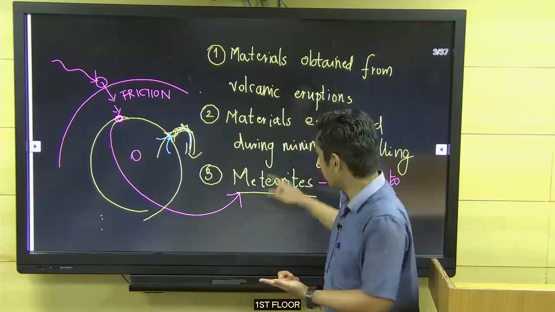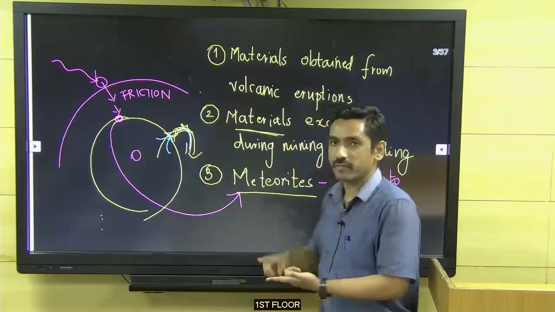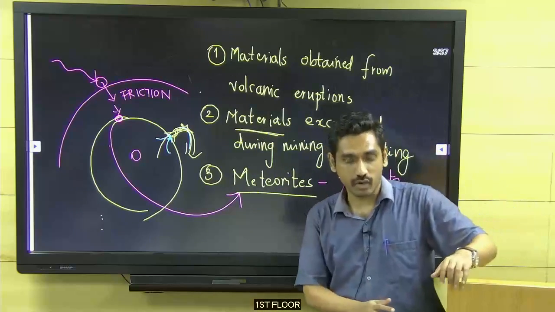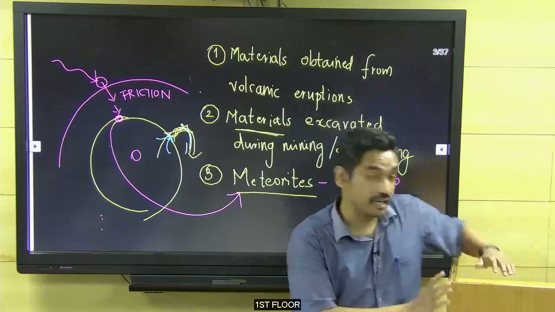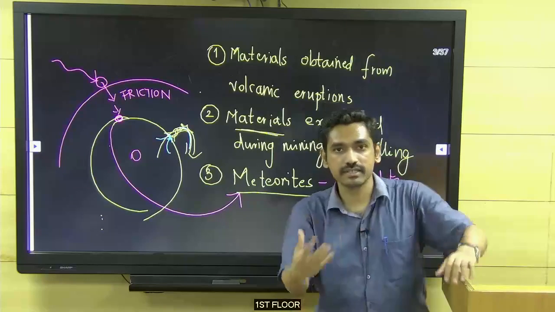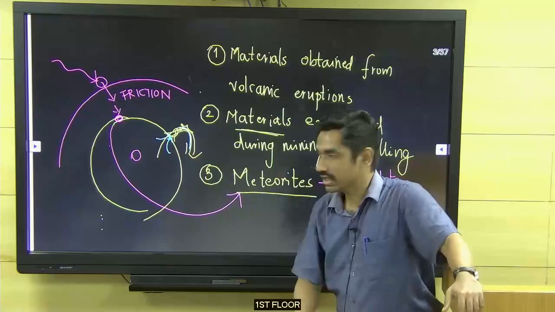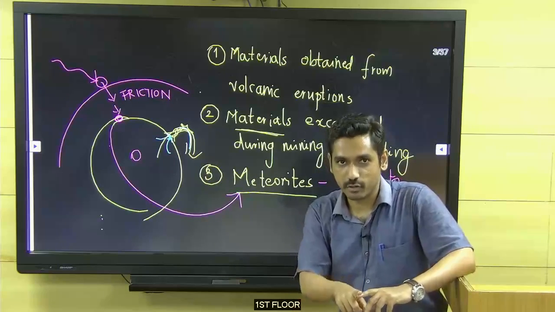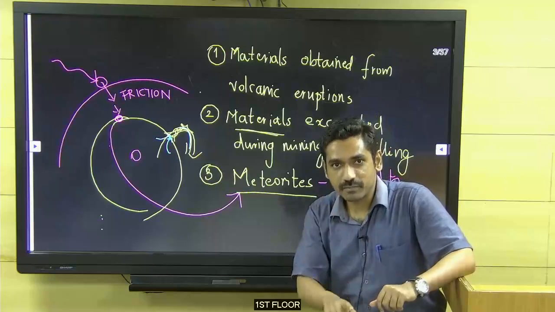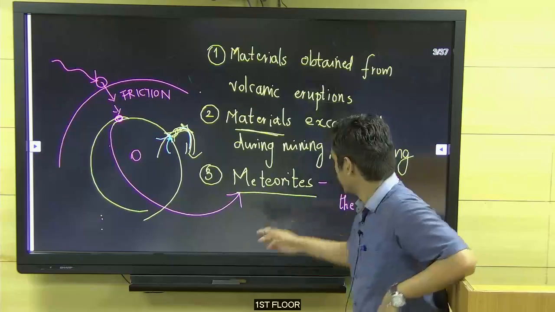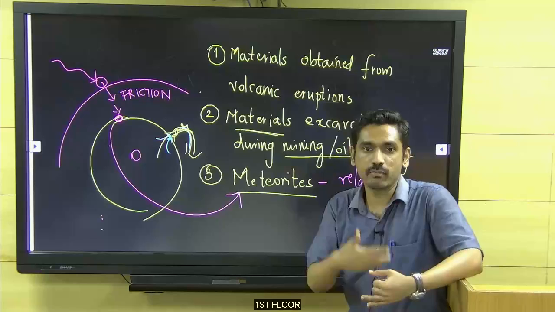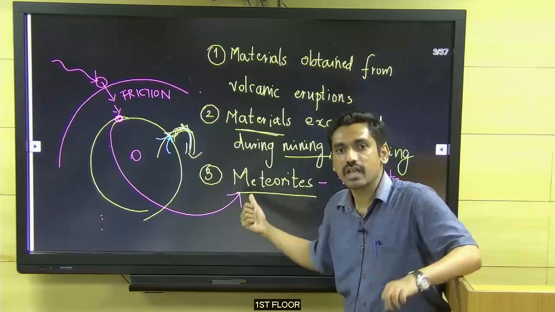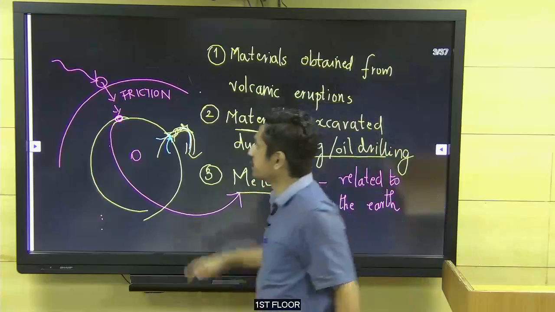Number two, the second method was materials excavated during mining and oil drilling. The mining and oil drilling industries became more prominent in the early 20th century because petrochemicals were understood to be important. Why oil drilling? Because the government is not going to finance research, but the same government will finance extracting oil. So if you associate yourself with oil drilling and mining companies, you'll be in a position to extract more material. So this works well.